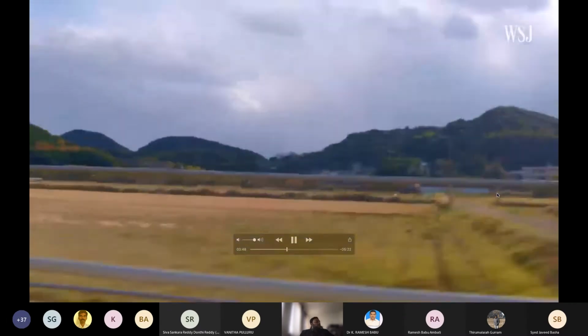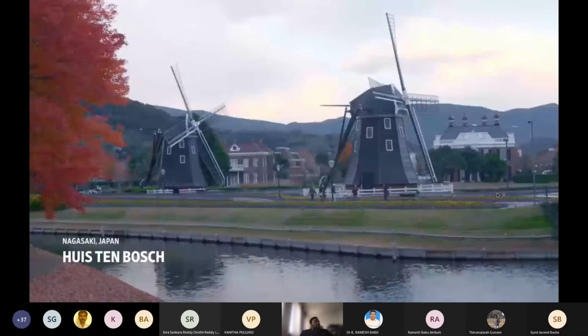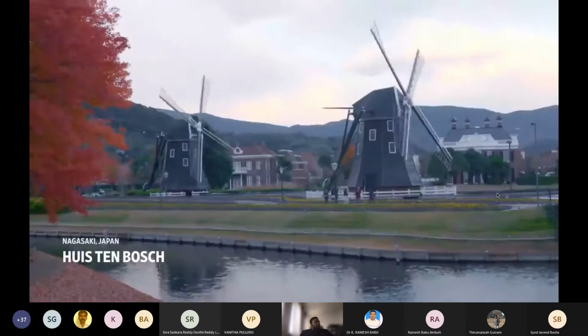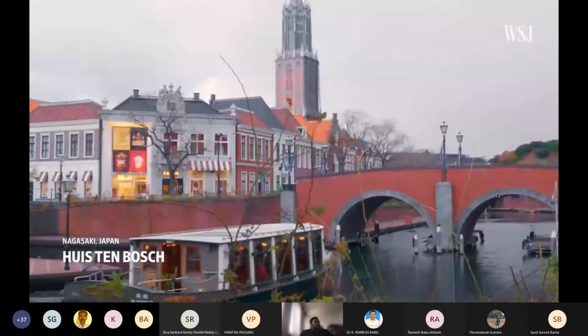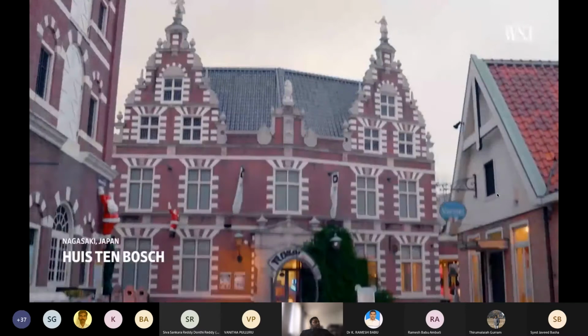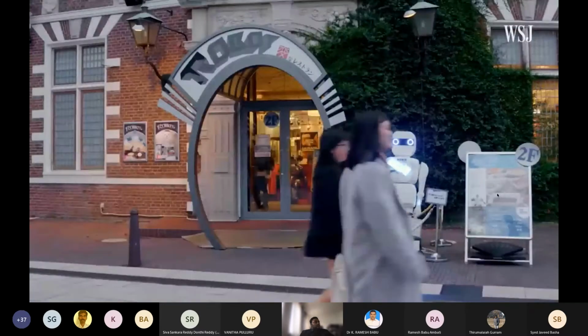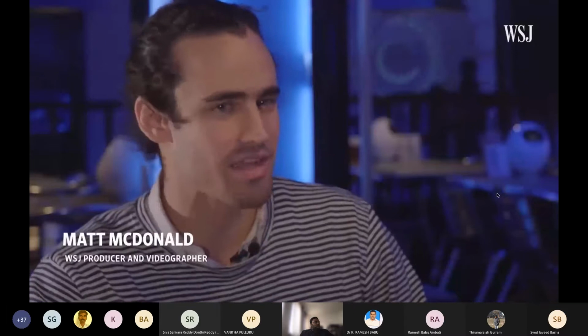While traveling through Japan, we visited Huis-ten-Bosch, a Holland-themed amusement park. There we checked out its latest attraction, a robot restaurant. How many okonomiyaki pancakes can the robot make in an hour?